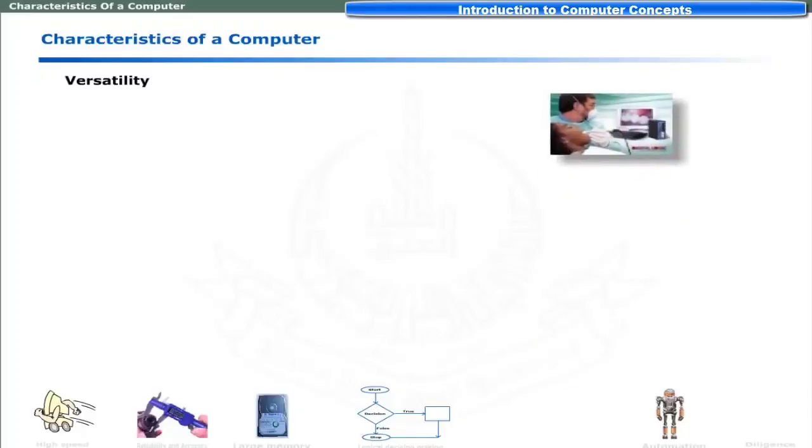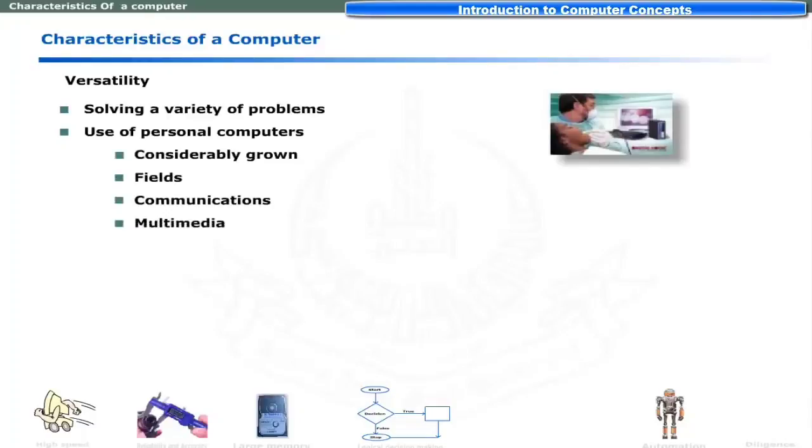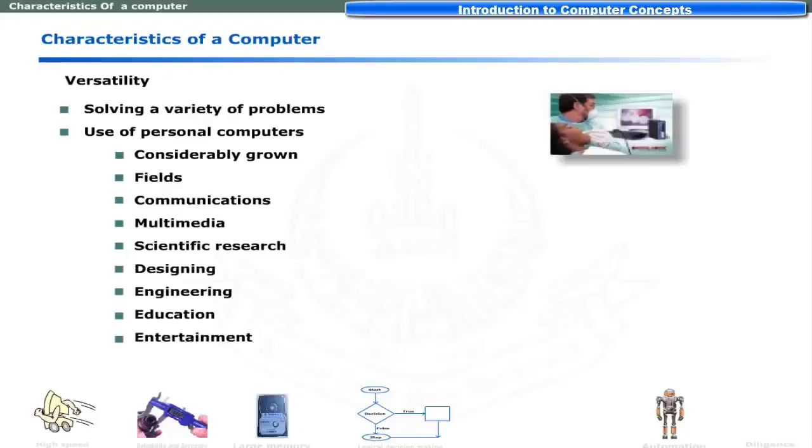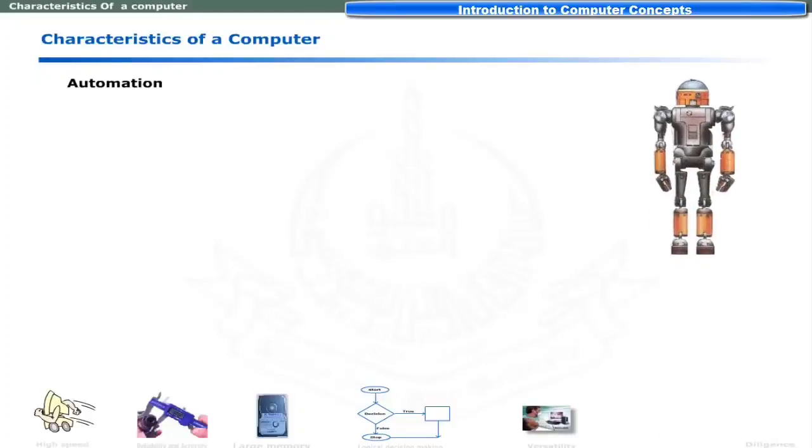Computer is a versatile machine. It is capable of solving a variety of problems. The use of personal computers has considerably grown in the fields of communications, multimedia, scientific research, designing, engineering, education, and entertainment. Another remarkable feature of computers is their ability to perform operations automatically.